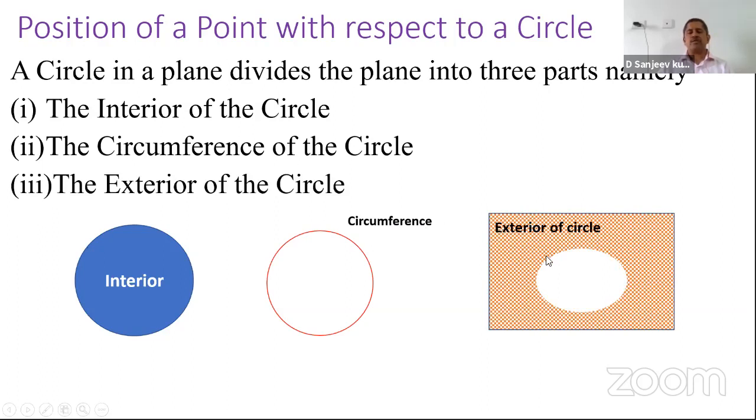And the third one is what is called the exterior of the circle. So in the plane, except the circle, the remaining part is what is called the exterior. So we can divide it as interior of circle, circumference of circle, exterior of circle. Not only circle, you can take any closed object, and we can define it as interior, circumference, and exterior. Interior of circle means it is inside the circle. Circumference of circle means on the boundary of the circle. Exterior of circle means outside the circle, everywhere in the plane.